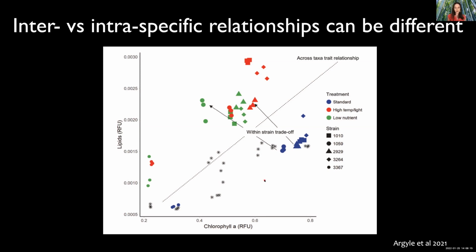However, what we found was that if you take these individual strains and shift them into a stressful environment, so these blue dots here are in the standard treatment, and you move them into either a high temperature, high light, or a low nutrient environment, the response is perpendicular to that cross-taxa response. And so the strains actually decrease their chlorophyll while increasing their lipid content. And this is because these are complex phenotypes responding to these complex environmental stresses. But the takeaway here is that the model prediction using these trait-trait relationships would have been incorrect. It would have inaccurately predicted this response at the individual level.